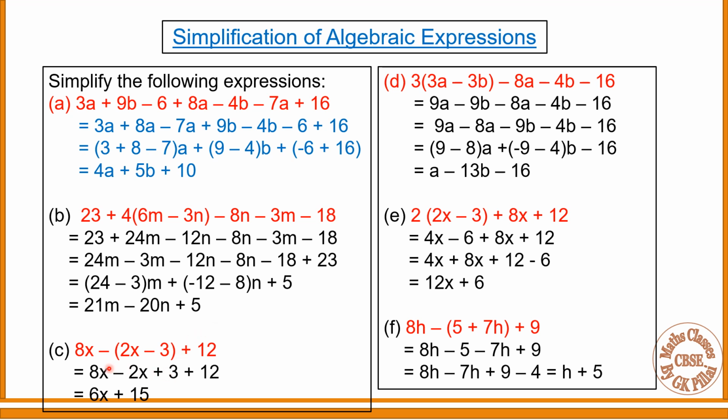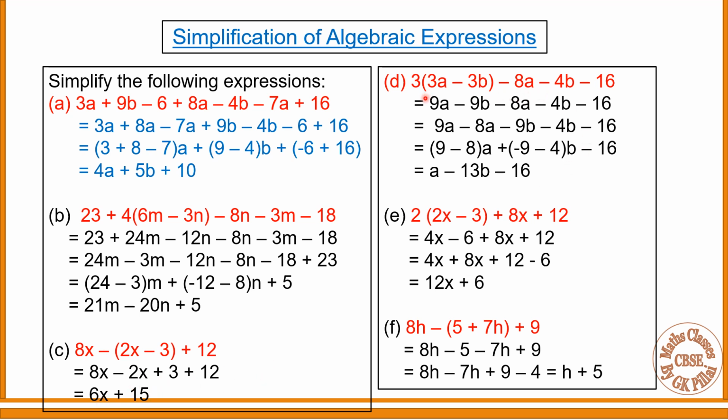Another one, 8x minus bracket 2x minus 3 plus 12. When you open the bracket, the signs will change. 8x minus 2x plus 3, minus into minus will be plus 3, plus 12. So it is easy to simplify this. 8x minus 2x is 12x and this will be 15.